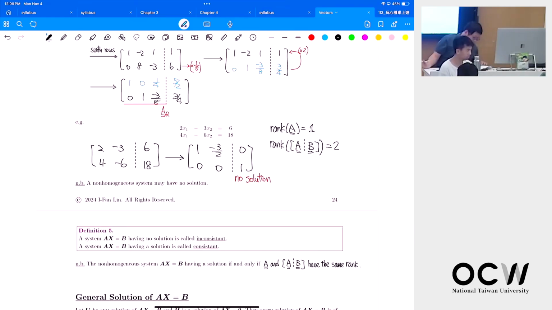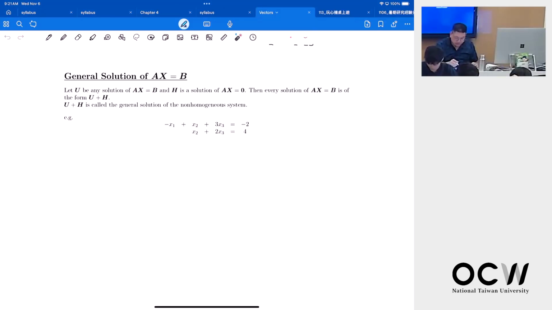All right. Then how do we find the solution? Now here I have a general solution. For this equation, remember that for the general solution, we should have a homogeneous solution plus the particular solution. H is a solution for the homogeneous system, and then U is the particular solution. Overall, the general solution should be U plus H.